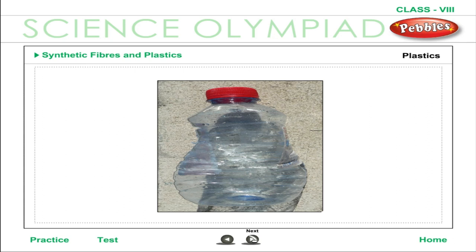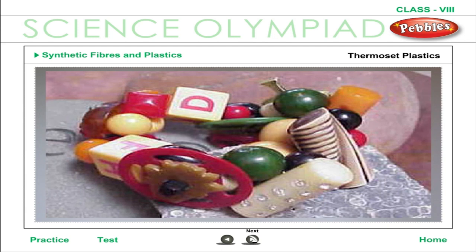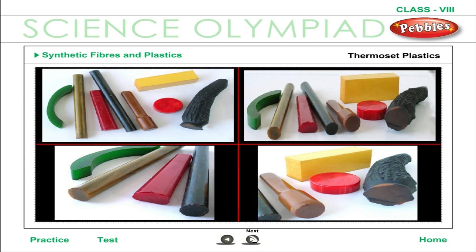Thermoset plastics. There are some plastics which, when molded once, cannot be softened by heating. These are called thermosetting plastics. Two examples are Bakelite and Melamine. Bakelite is a poor conductor of heat and electricity. It is used for making electrical switches, handles of various utensils, etc.